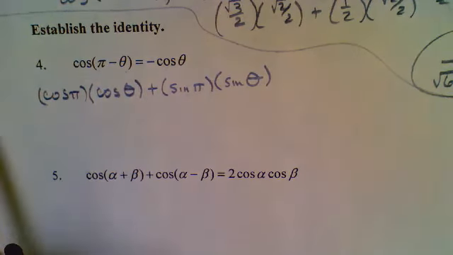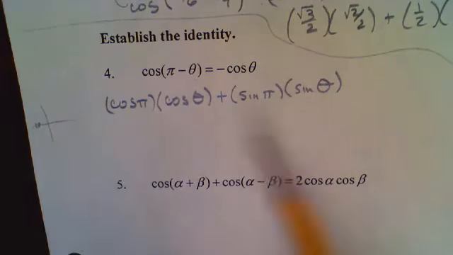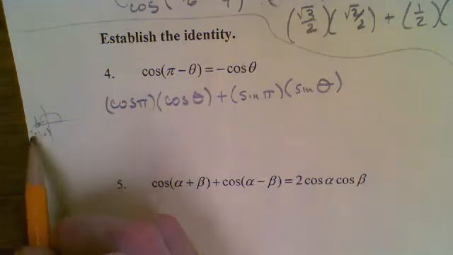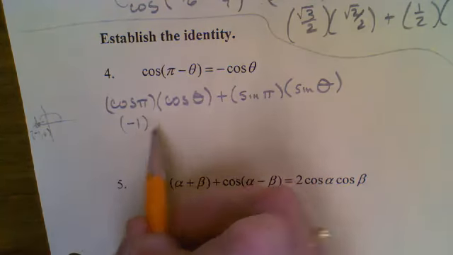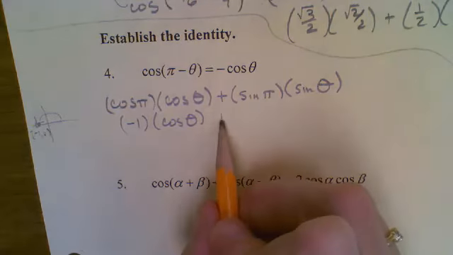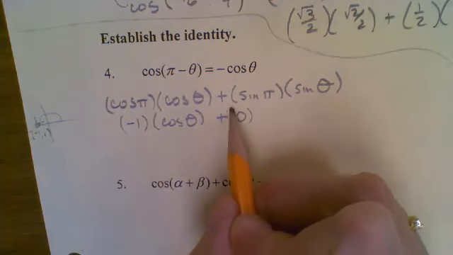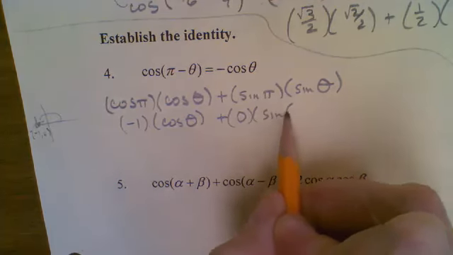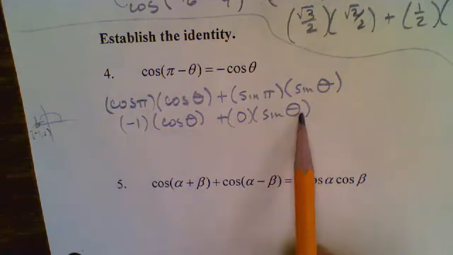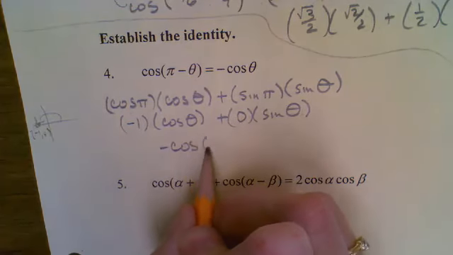Now we're going to simplify. The cosine of pi, remember pi's over here, so that has an ordered pair of -1, 0. So the cosine is -1. I don't know the cosine of theta, so I have to leave that. The sine of pi is the y value, which is 0. So show me it's 0 times the sine of theta. And so now when I go to simplify this, 0 times anything is 0. -1 times cosine theta is negative cosine theta.